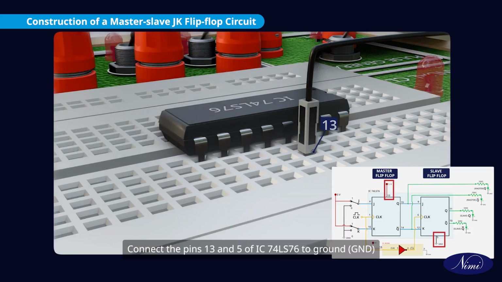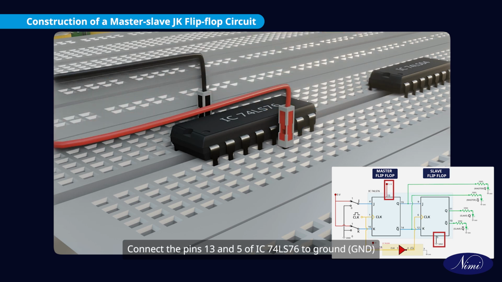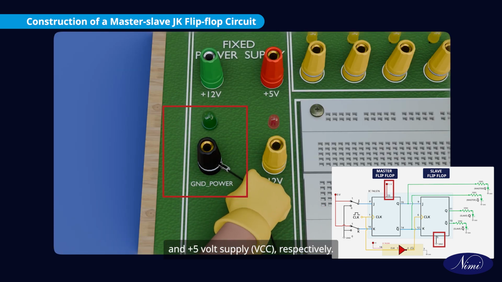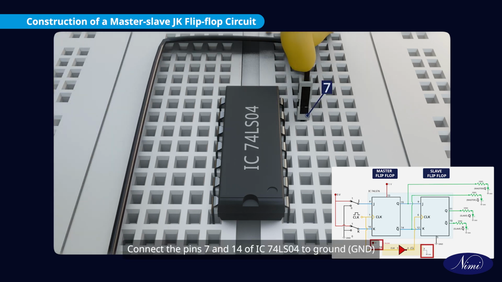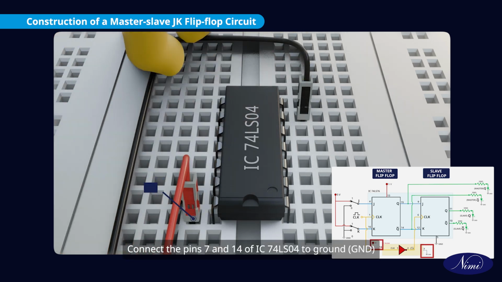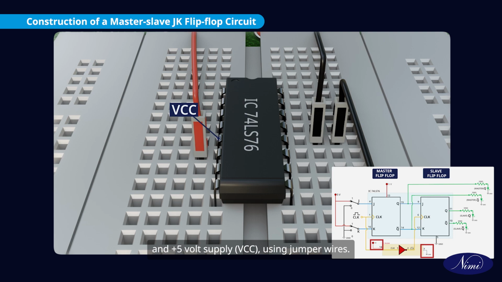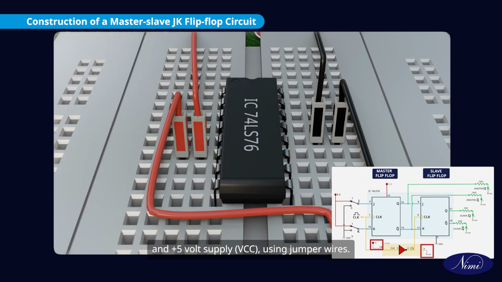Connect the pins 13 and 5 of IC74LS76 to ground and plus 5 volt supply respectively. Connect the pins 7 and 14 of IC74LS04 to ground and plus 5 volt supply using jumper wires.